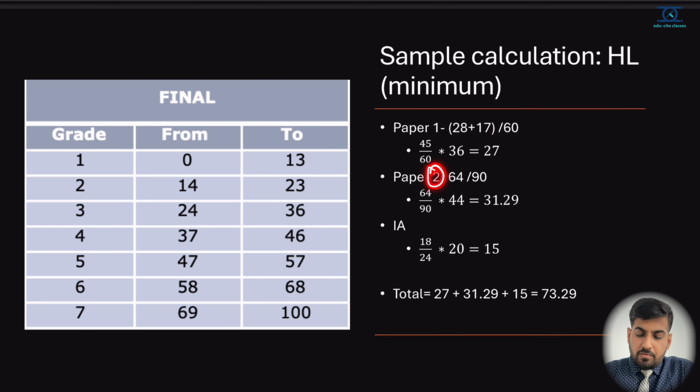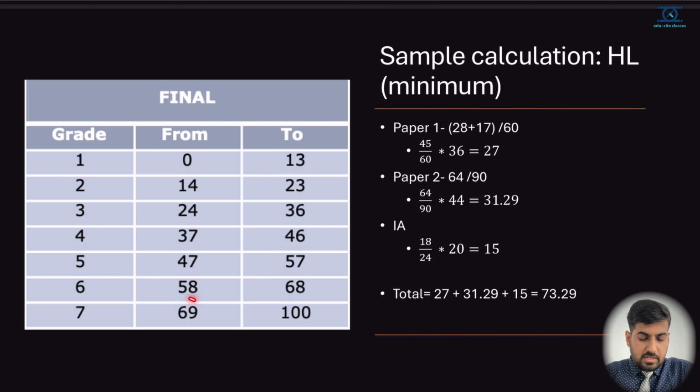Similarly, for paper 2, if you get a minimum of 64 out of 90, then you can get it easily, and 44% is the weightage for paper 2, similar for SL as well. So you will get 31.29 out of 100. And for the IA, I have taken 18 as an average. If you have submitted decent work, you will get 18 out of 24, and the percentage weightage is 20, so you will get 15. Now if you add all these together, you will get 73.29.